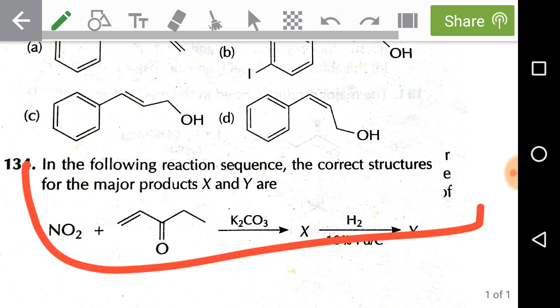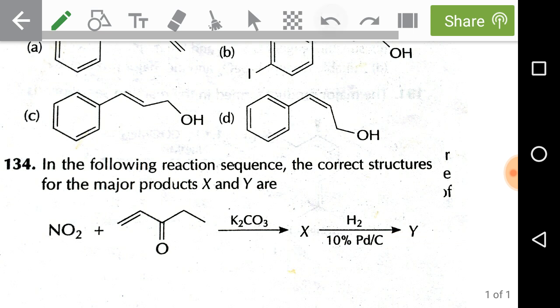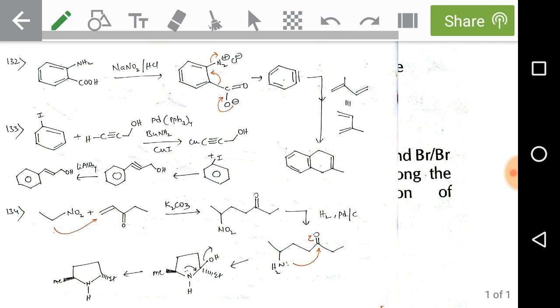Next one, in the following reaction sequence, the correct structure for the major products X and Y are. So just observe the substrates here, and we have given the base K2CO3, right? And in the first step, simply base can abstract the more acidic proton, that means protons from that NO2 substrate. Okay, and that negative charge is going to attack on the beta carbon of the alpha beta unsaturated substrate, and we can get this product.